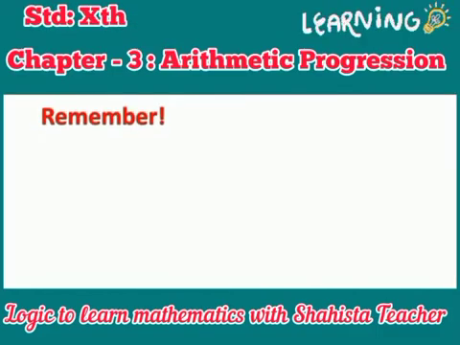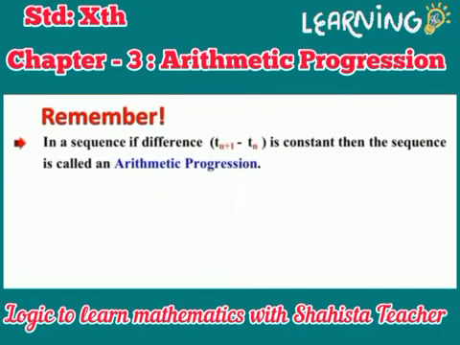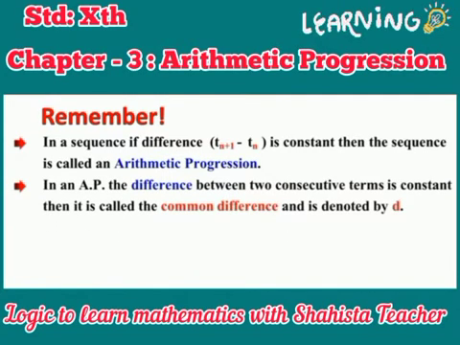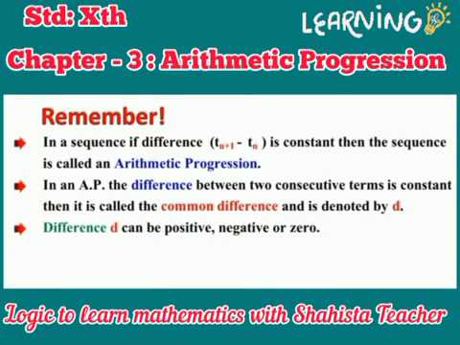Before solving practice set 3.1, let's remember the following concept. In a sequence, if the difference Tn plus 1 minus Tn is a constant, then the sequence is called an arithmetic progression. In an arithmetic progression, the difference between two consecutive terms is constant, and it is called the common difference, denoted by D.